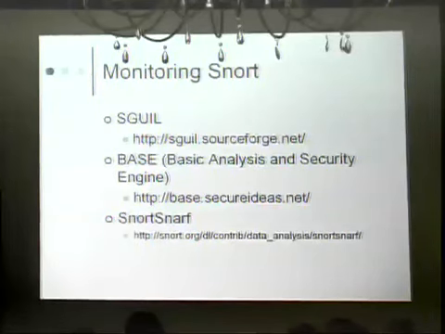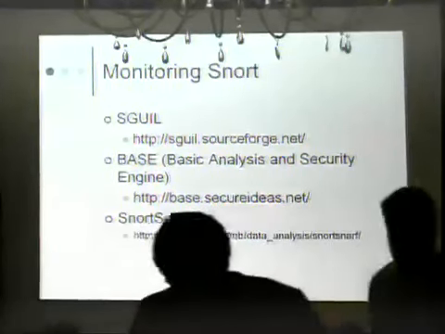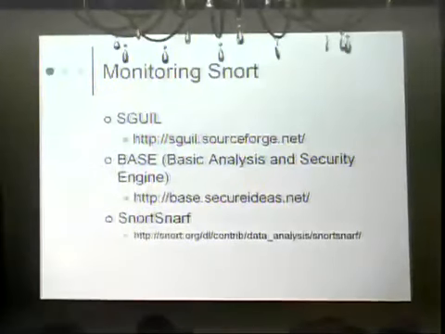The other one that came out is BASE. There was a wonderful product called ACID, which is the Analysis Console for Intrusion Detection. ACID stopped being worked on a very long time ago. So someone saw ACID and said, oh wow, this is a really nice program, too bad it isn't kept up to date. So they decided to keep it up to date themselves, and they came up with BASE. ACID, BASE. I know. BASE stands for Basic Analysis and Security Engine. You can't tell that was backronymed, can you? It's base.secureideas.net. Sguil is sguil.sourceforge.net.